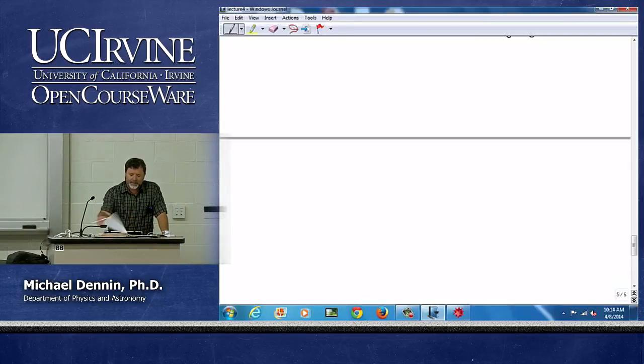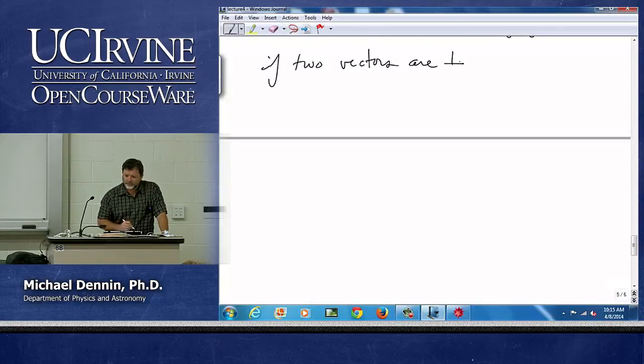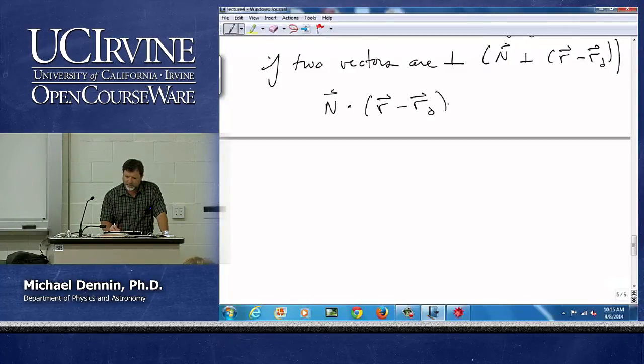So the first example builds on the idea that if two vectors are orthogonal, then, let's consider n is perpendicular to a vector r minus some r naught. Then n dot (r minus r naught) equals 0.